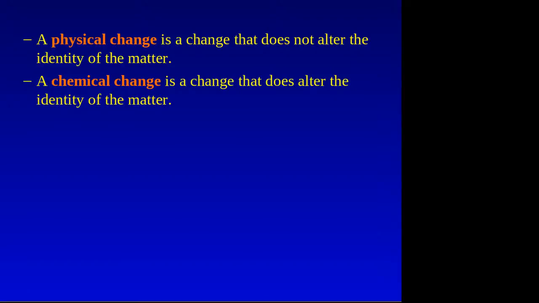But a chemical change changes the identity of the matter. And I think a really good example of a chemical change with water is that I can apply a catalyst to water and separate it into oxygen and hydrogen. A catalyst and a little bit of energy, and I can separate it into hydrogen and oxygen. That is a chemical change. I no longer have water when I do that.